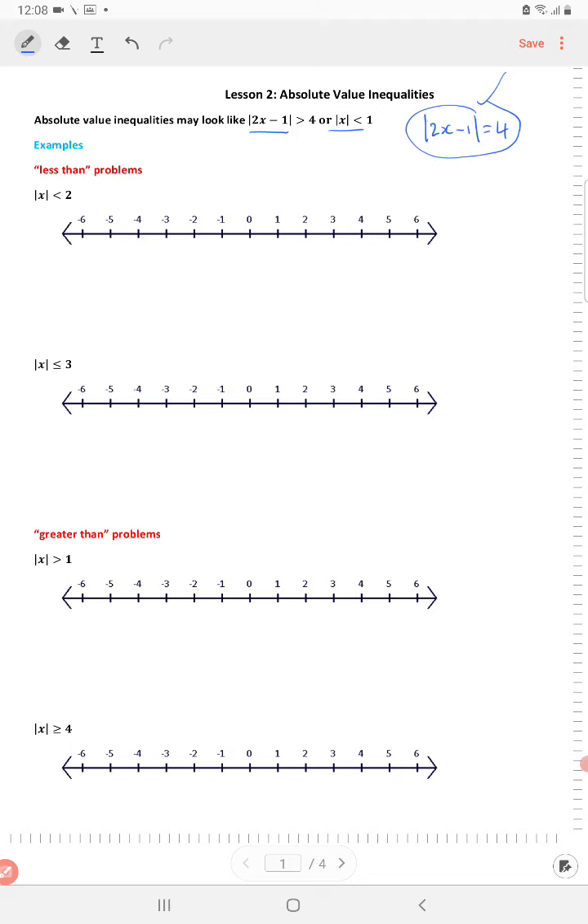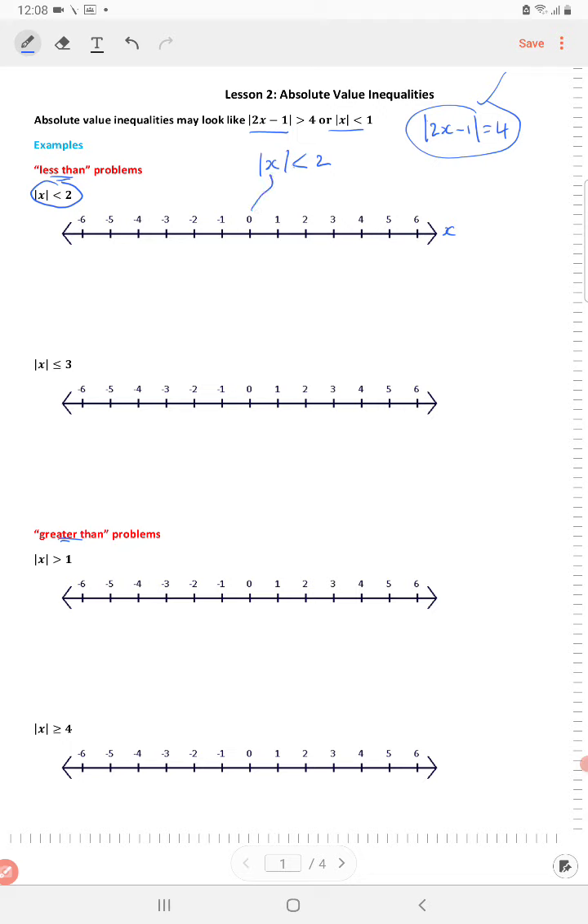Okay, we'll do some examples with the number line first. And there's two kinds of problems. There's less than problems and greater than problems. Okay, so what this is asking is we want to find absolute values that are less than 2. So using the number line, we'll check some. This number line represents the x value.